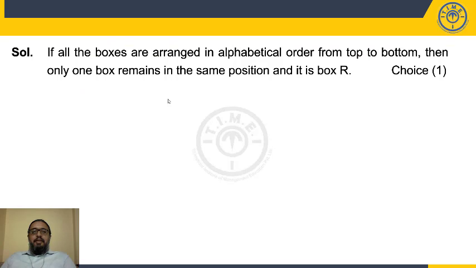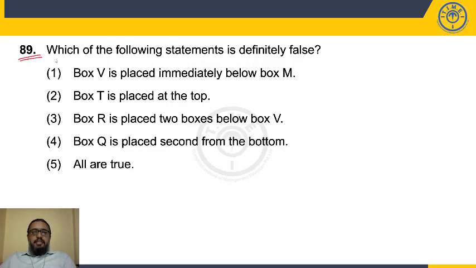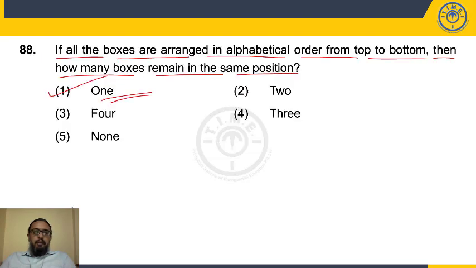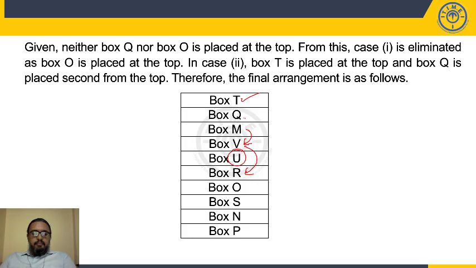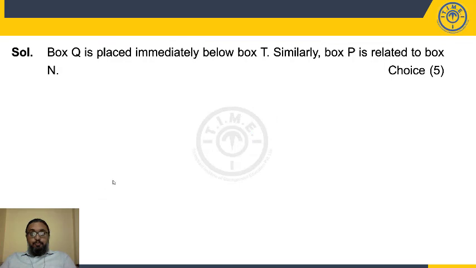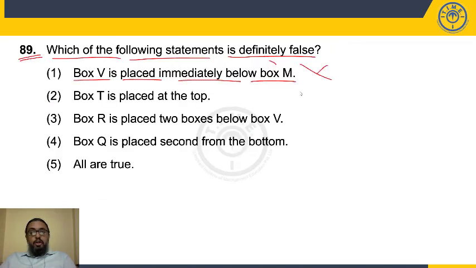Okay, yeah. Question number 89, the last question in the set. Which of the following statements is definitely false? So 100% it should not be true. Okay. So first one says box V is placed immediately below box M. So is V immediately below M? Let us check. V, is it immediately below M? Yes, it is immediately below M. So it is true. Right? The information is true. So I cannot choose this option.